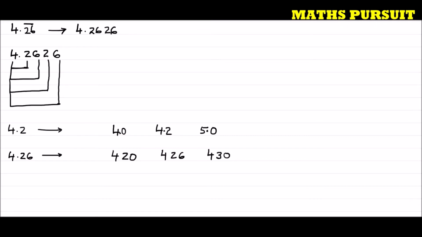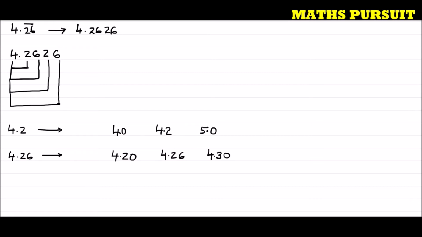Now let me retain the decimal. Let me put back the decimal 4.26. So here 4.20 and here 4.30. So guys, what we observed? We observed that 4.26 falls in between 4.20 and 4.30. Hope guys till here I am very clear.